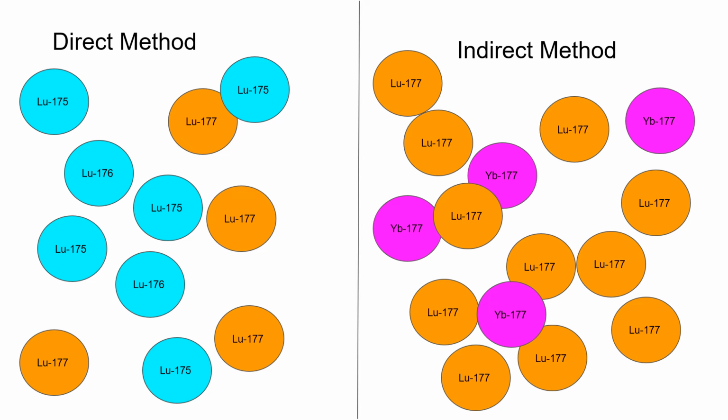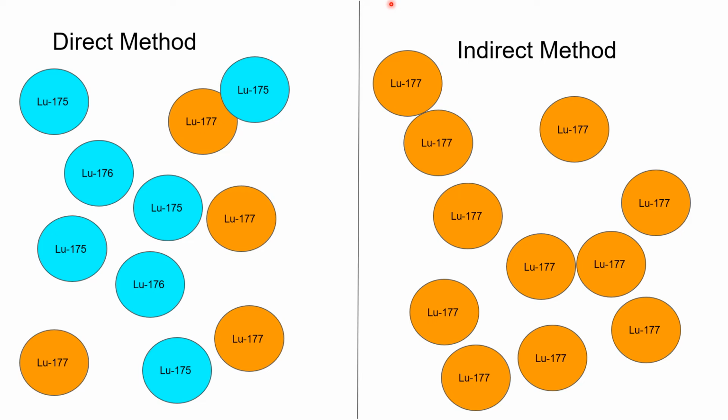What do I mean by specific activity again? Here is your direct method, where you have different lutetiums together with the orange lutetium that you really want. That is the one you want. So you can see it's in a mixture with all the different other lutetiums, and you cannot chemically separate them. The indirect method has a lot of lutetium radioactive, and then it has ytterbium-177 in between, but you can separate these two. So you can take them away.